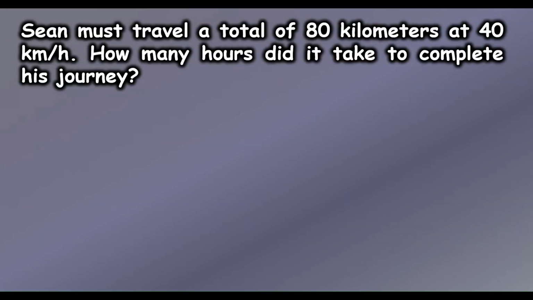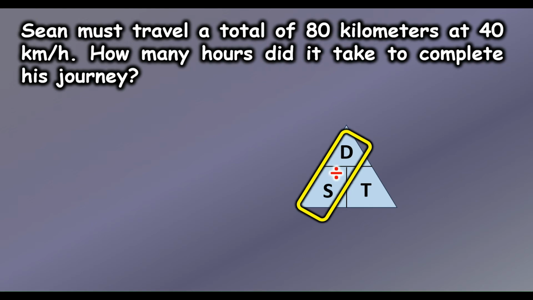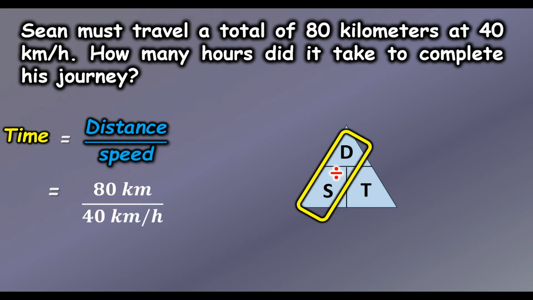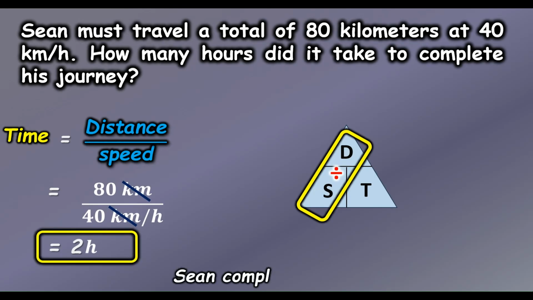Let's go back to our example. To find the time, we use the formula. Time equals distance divided by speed. Given the distance, 80 kilometers, divided by the speed, which is 40 kilometers per hour. 80 divided by 40 is equal to 2. Next, we cancel kilometers, the common unit of measures. And the unit measure we have, hours. The answer to this problem is that Sean has completed his journey in 2 hours.